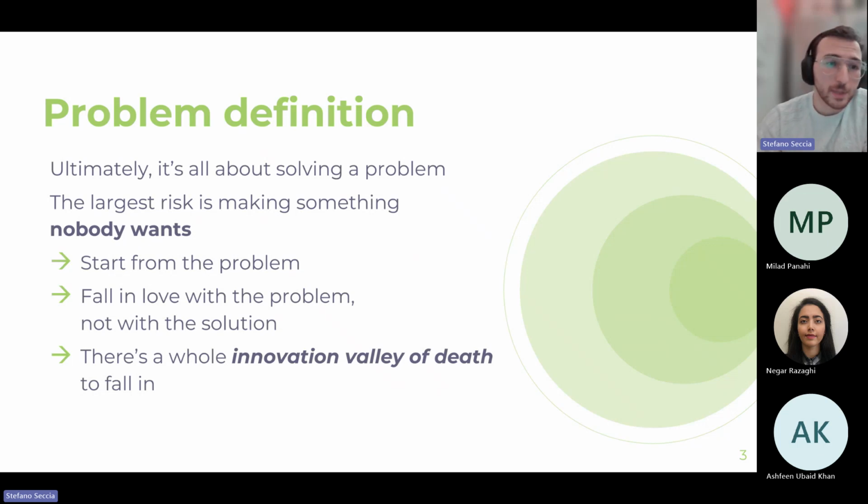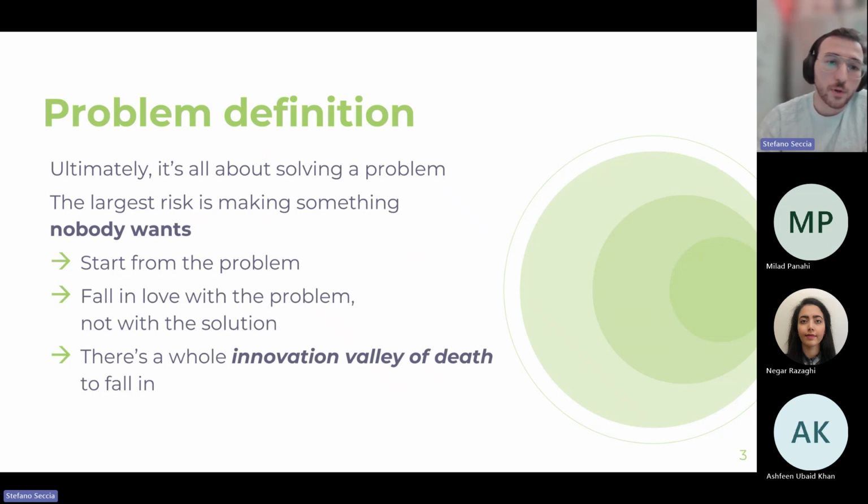The largest risk is making something nobody wants. As we get very focused on a solution, very focused on a technology, but don't think too much about whether it's actually solving a problem that exists. And there are so many assumptions that go into this later sentence that we'll go over it.